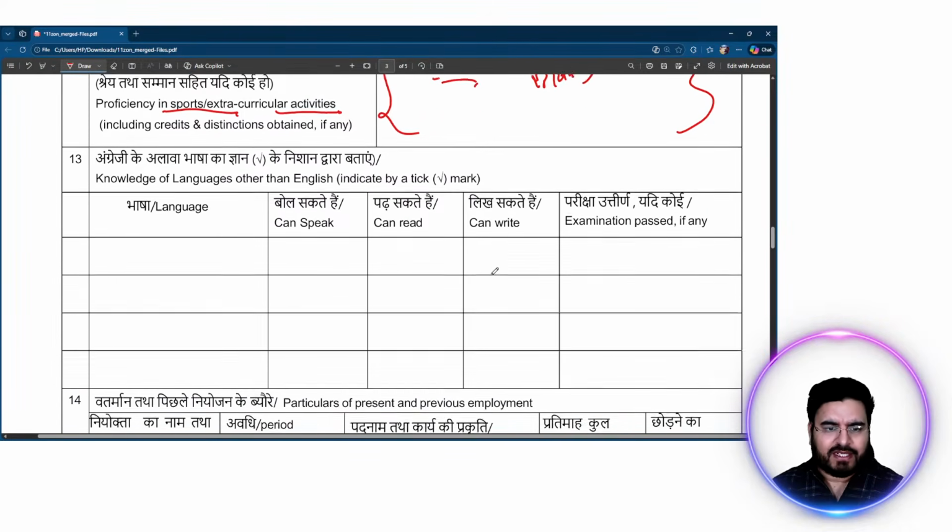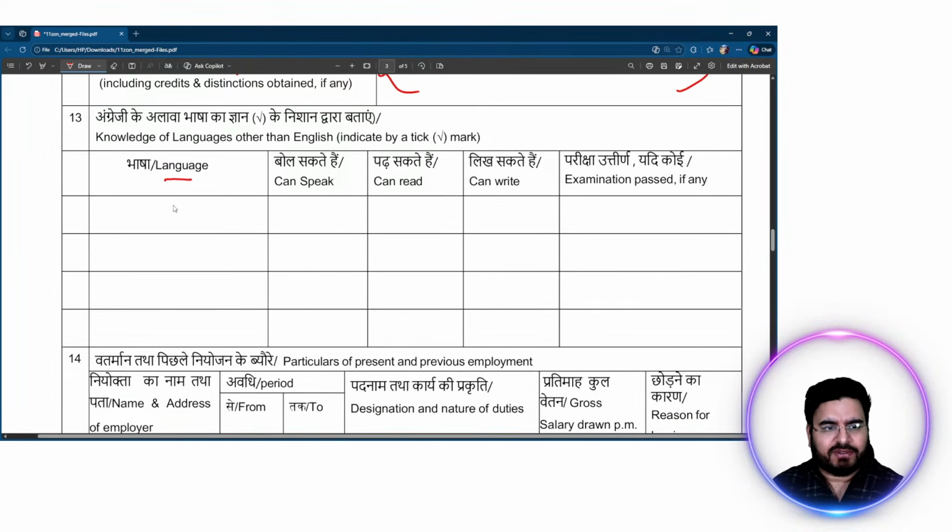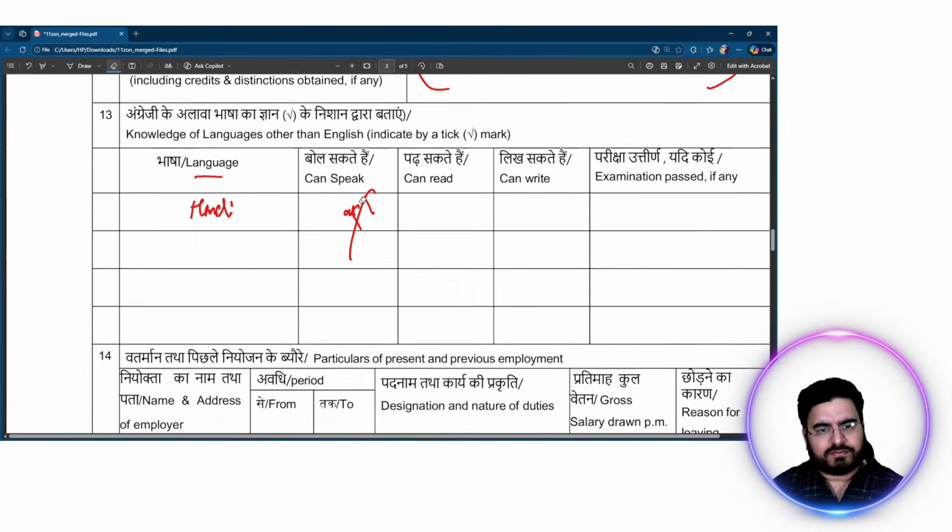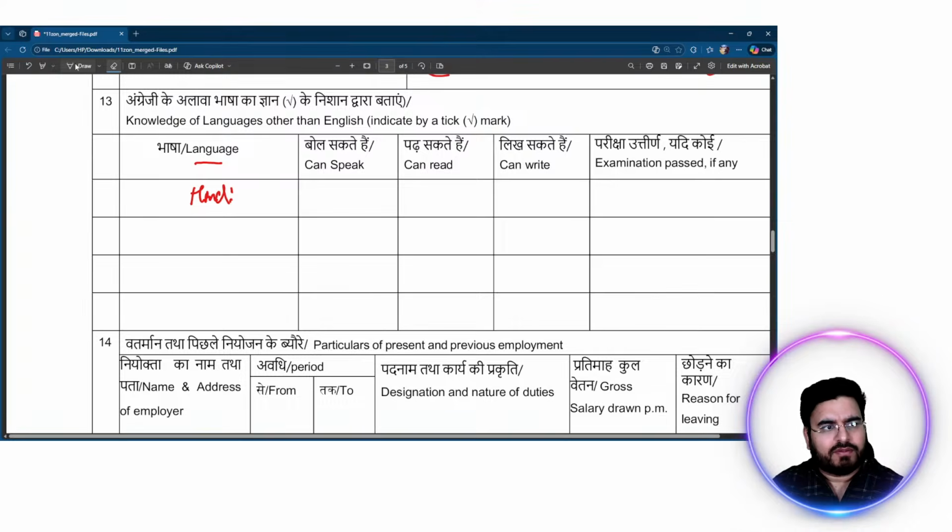Then you can mention the languages. Let's say you're writing Hindi language, you can speak: yes. You can mention yes here, right? Can read: yes, can write: yes. Examination passed, if any. So if Hindi was your class 10 subject, you can mention class 10th and class 12th like this. Okay, is it clear?